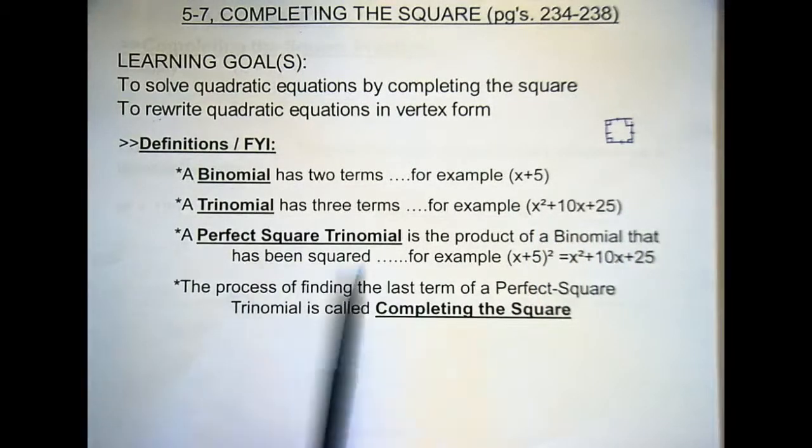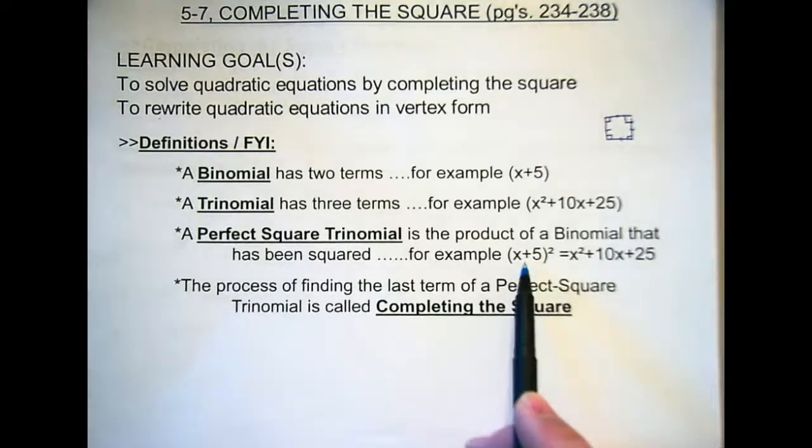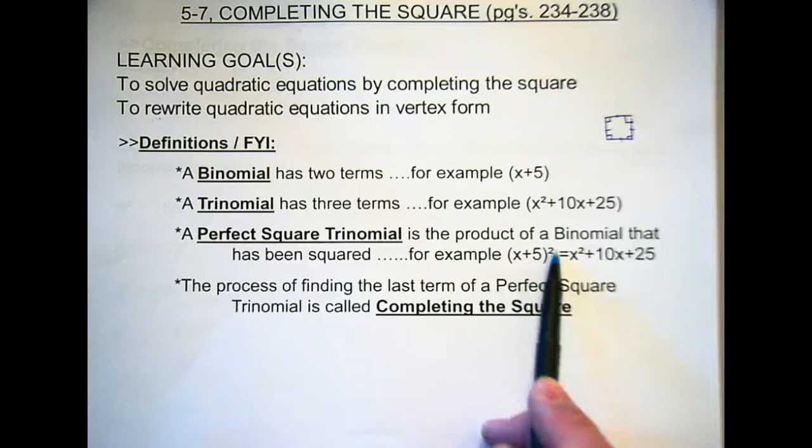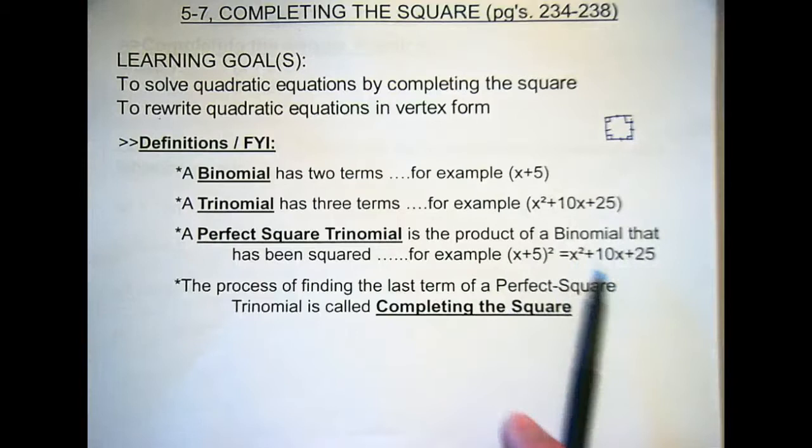A perfect square trinomial is the product of a binomial that has been squared. So if you think of our h, k form, it's like the piece that has our h in it. So x plus 5 quantity squared, when we multiply it out, gives us a trinomial. That's a perfect square trinomial because if you were to factor it, it would give you x plus 5 times x plus 5.